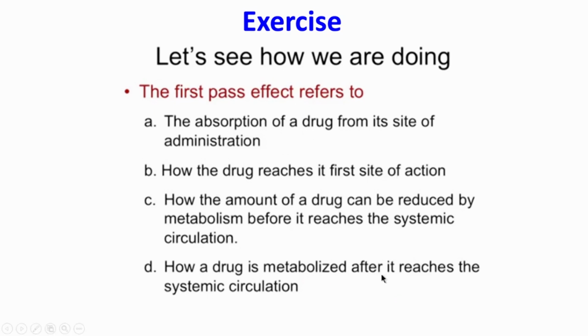Is it how the drug is metabolized after it reaches the systemic circulation? Again, no, this is before it reaches the systemic circulation. So, it goes to the liver where it gets metabolized. So, the answer is C, which is how the amount of the drug can be reduced by metabolism in the liver before it reaches the systemic circulation.